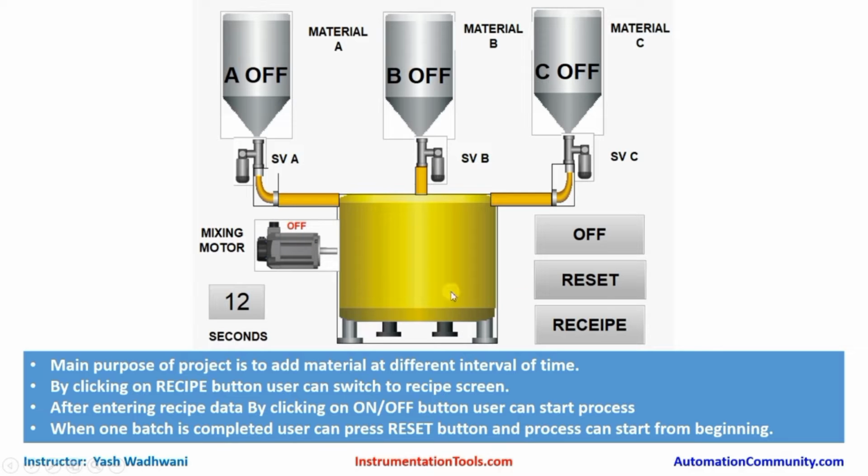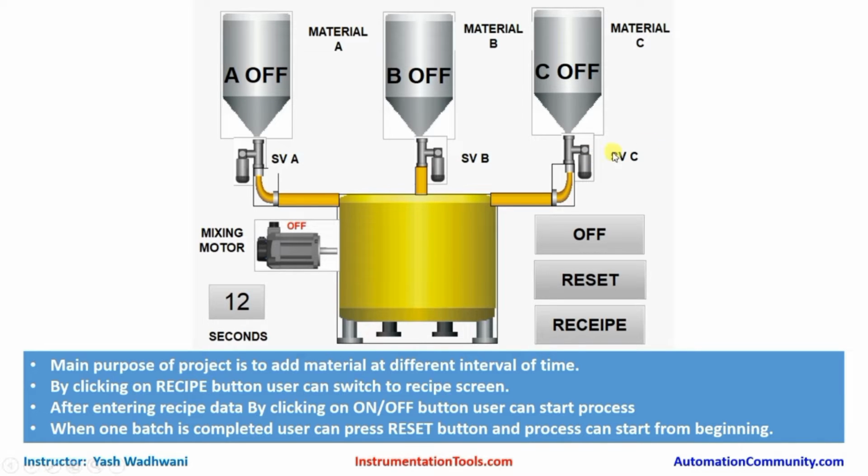First of all, as you can see, I have created one HMI screen where there are three bins for three raw materials A, B, C. It has three solenoid valves, and here is our main tank in which we want to create our batch.